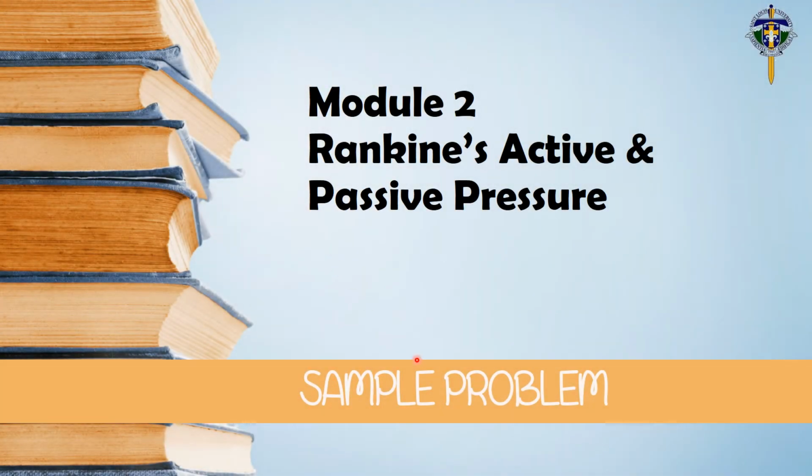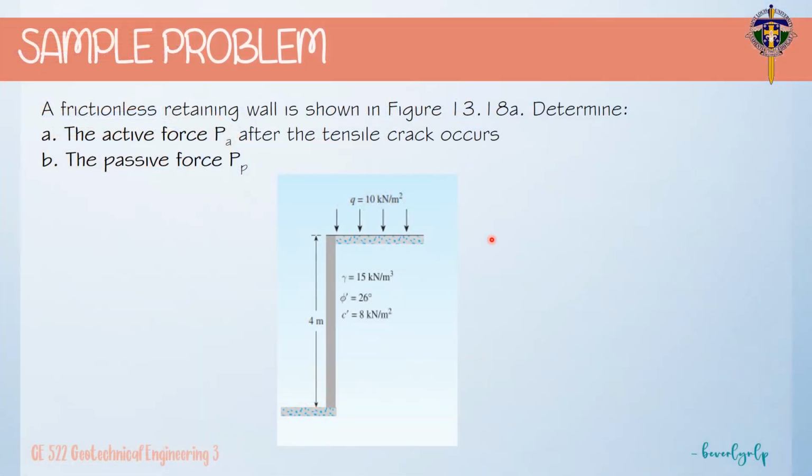We shall now be considering some other sample problems for Module 2, the Rankine's active pressure. So we have here the first problem. A frictionless retaining wall is shown in the following figure. We are to determine, letter A, the active force, P_A, after the tensile crack occurs, and letter B, the passive force, that is designated as P_B.